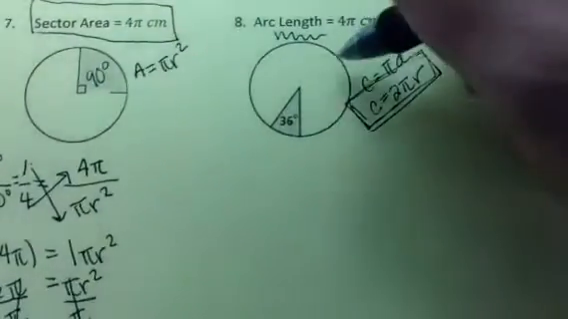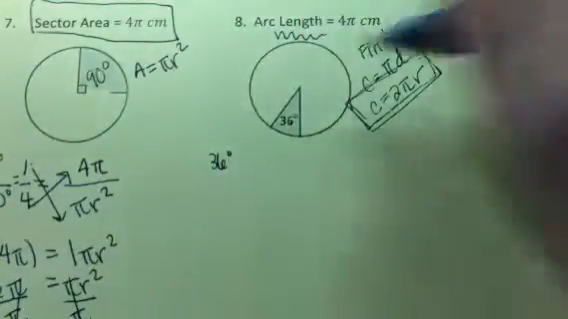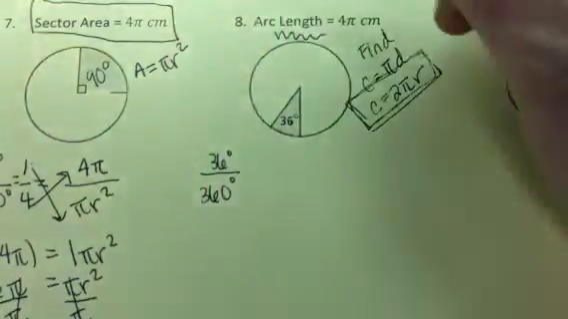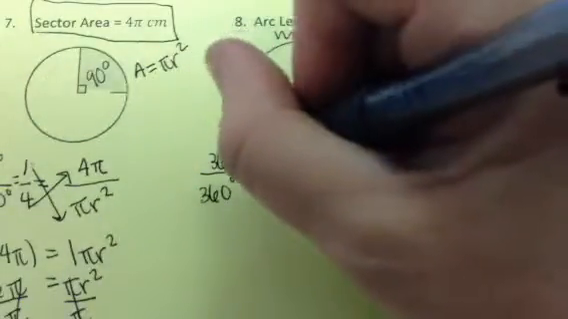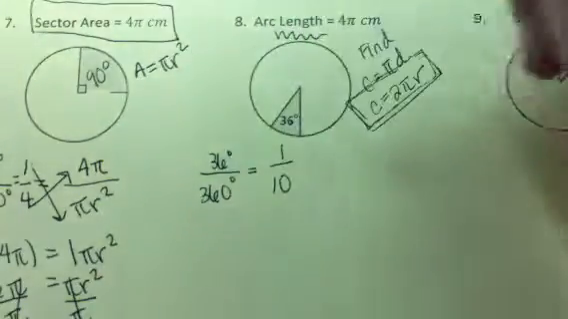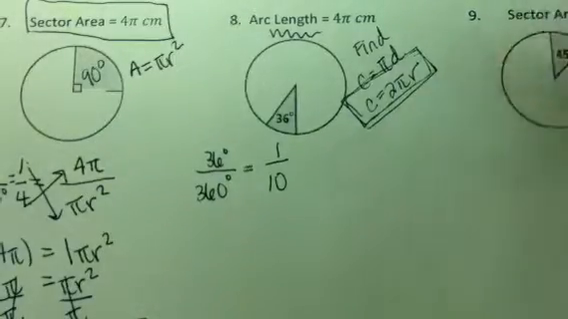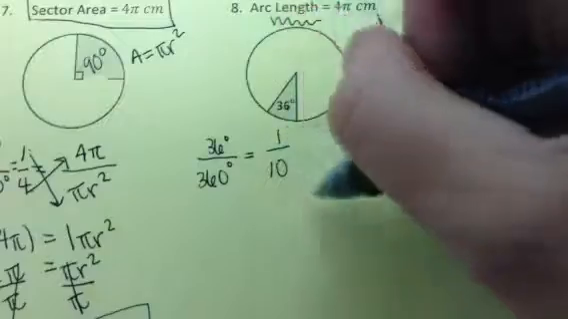So I'm given my central angle, which is 36 degrees, the ratio of 36 over 360. Now if you want, you don't have to simplify that, but that's the same as 1/10. And again, you could put that in your calculator and hit math enter to get a simplified fraction, or a common fraction, I should say. All right, so 36 over 360, or 1/10.